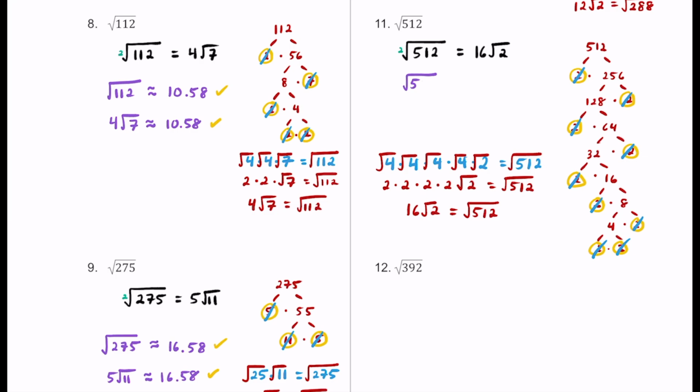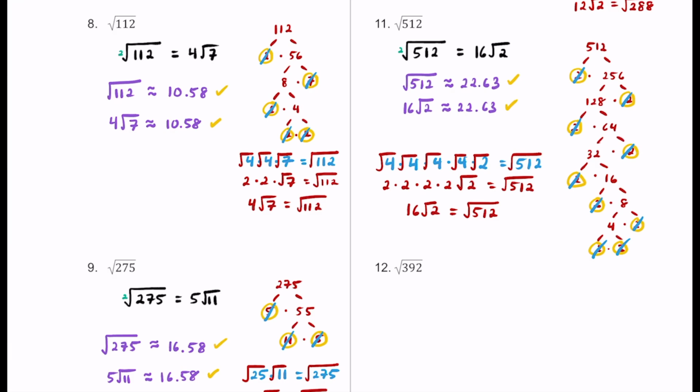The square root of 512 we can throw into a calculator. So 512, if we take the square root of that, we get about 22.63. And then if you take 16 times the square root of 2 and also put that on a calculator, you can see that's also going to be 22.63. So we know that these two decimals are the same and the two radical forms are also equivalent to each other, just written one simplified, one not.